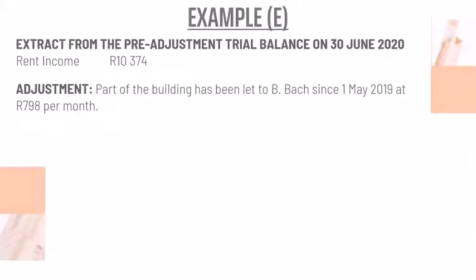The last example says extract from the pre-adjustment trial balance on 30 June 2020 shows rent of 10,374 Rand. In other words, that's how much we have actually received from our tenant. Then the adjustment says part of the building has been let to BBAG since 1 May 2019. Why do we say that? It's just to ensure that you know when this financial year started on the 1st of July 2019, we already rented the building. In other words, we need to have rent for the full 12 months on this year's income statement, from 1 July 2019 up until 30 June 2020. And then it gives you the rent per month.